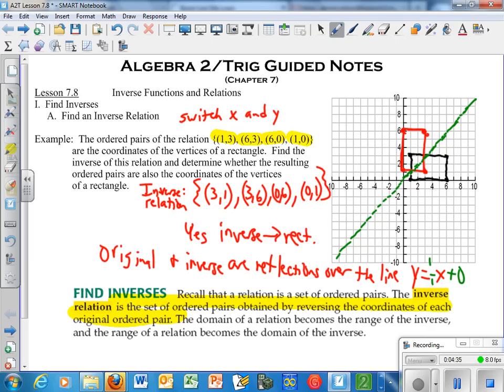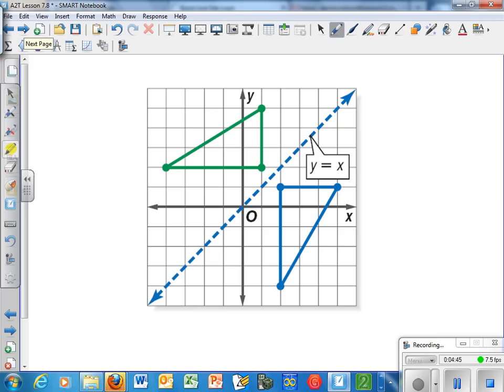All inverses, whether they're relations or functions, are reflected over the line y equals x, and that's very key, and I would like you to draw that in, and we'll take a look at some examples here. So for instance, here, you've got the blue right triangle down below. There's the line y equals x. So you can see that this point would end up being up there, and then this point would end up being up there. Then you would connect them, but they're reflected over that line y equals x.